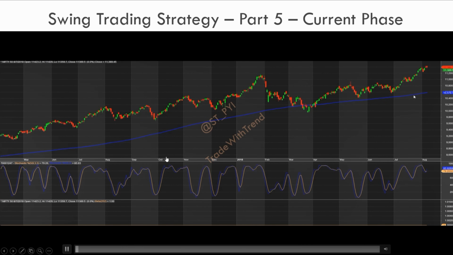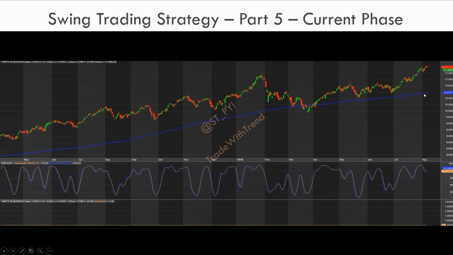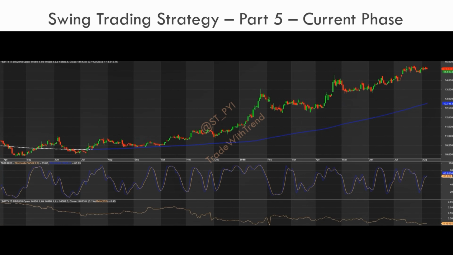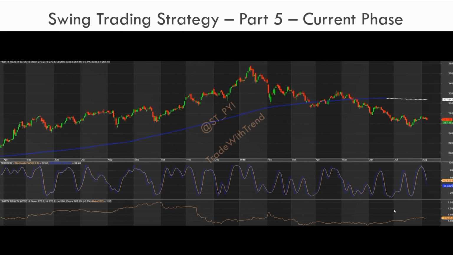So this is Nifty 50. What I see here is that price is above the 200-day moving average. Stochastic is at 79.80 level. Beta here is 1 because the Nifty is the benchmark index. Now I move to Nifty IT. Nifty IT is well above the 200-day moving average. Trend is up. Stochastic is not in buy mode. Beta value is not satisfied. It's 0.45. Let's move to Realty.